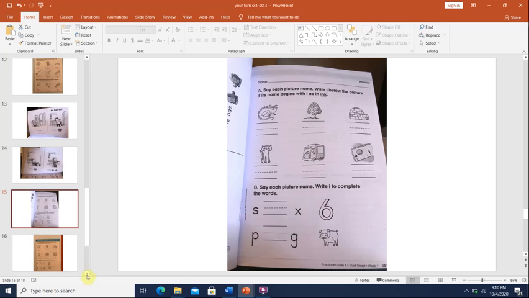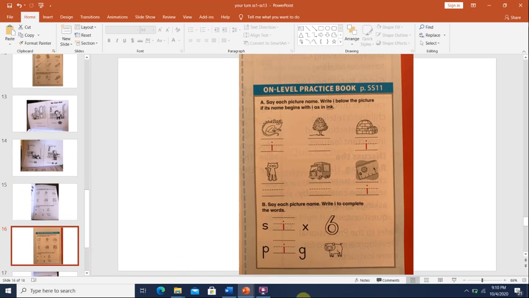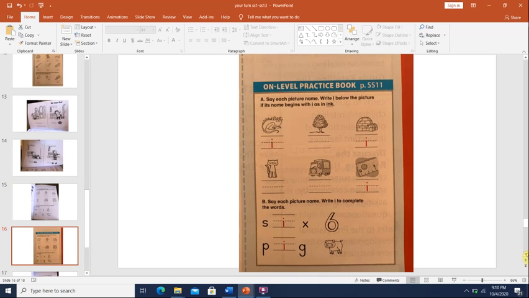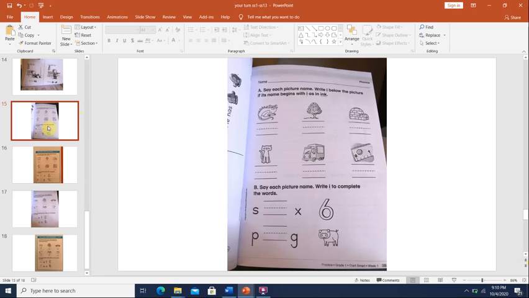Here is the page. Yes, we'll be doing this, right? Yeah. Okay. This is our last page.